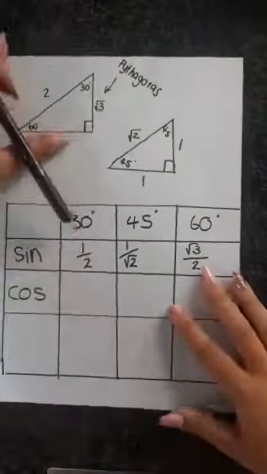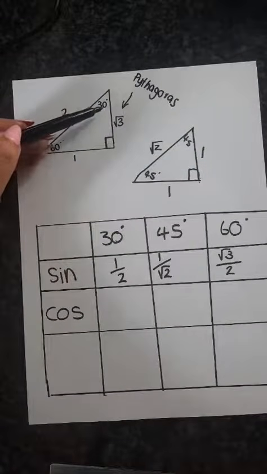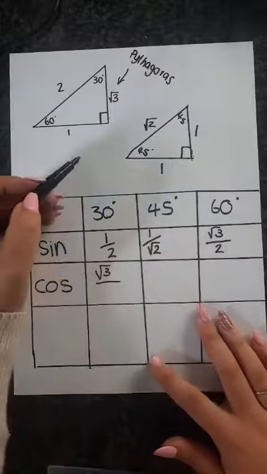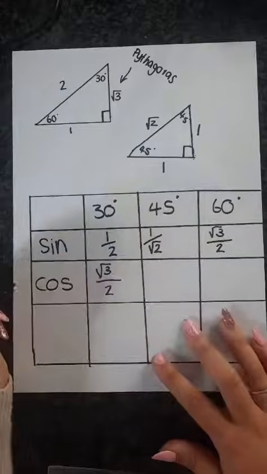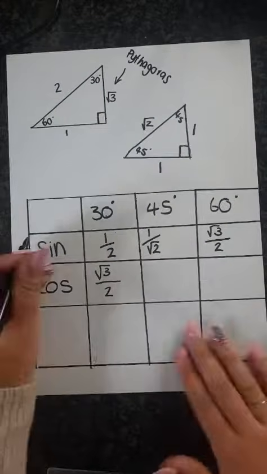Okay, that's why I'm teaching you these special angles. Okay, let's finish this quickly. Cos 30. Where's 30? There. Cos 30 is adjacent. Adjacent is square root 3 over hypotenuse, which is 2. Okay. This makes so much sense now. Yay, I'm so glad.